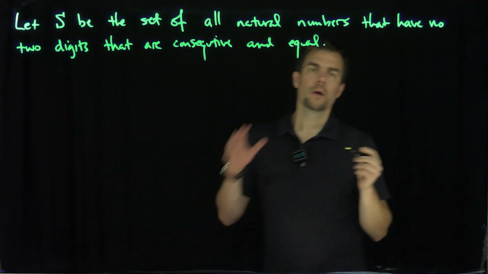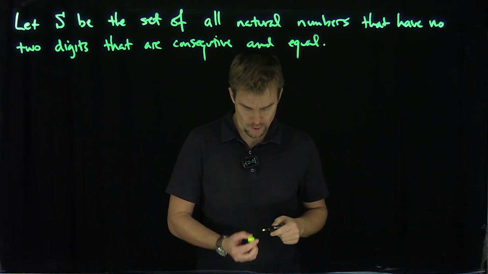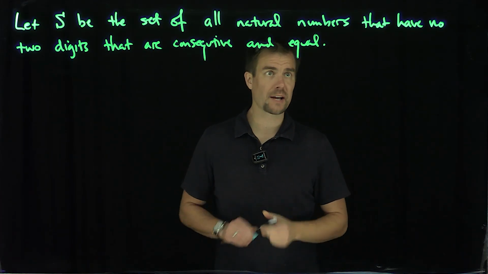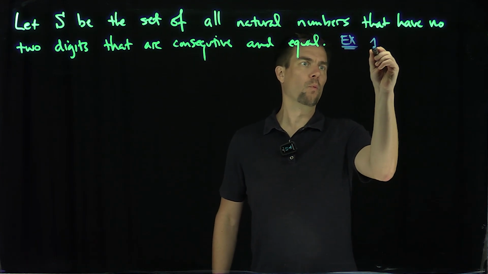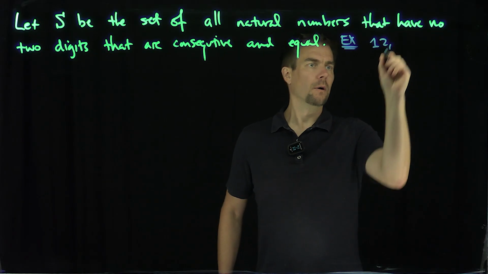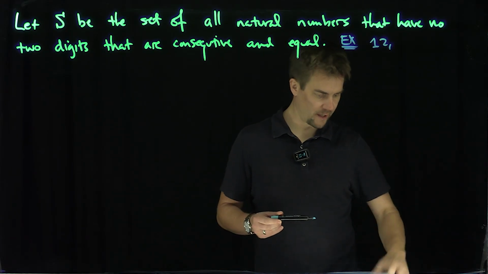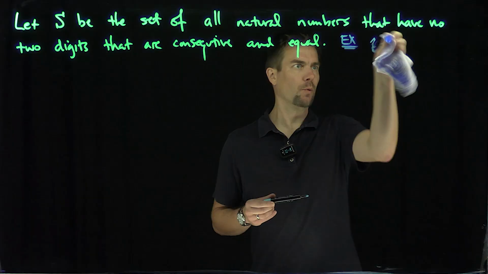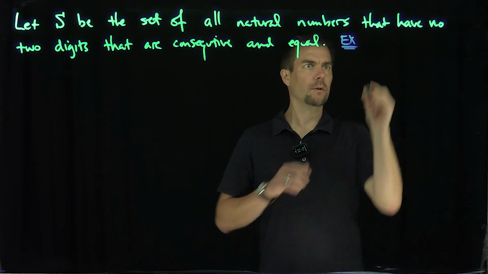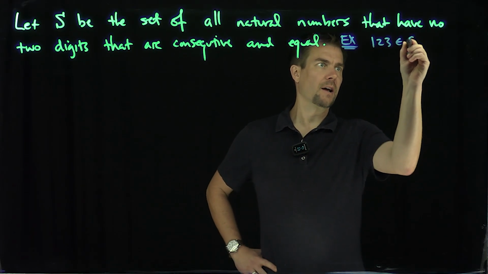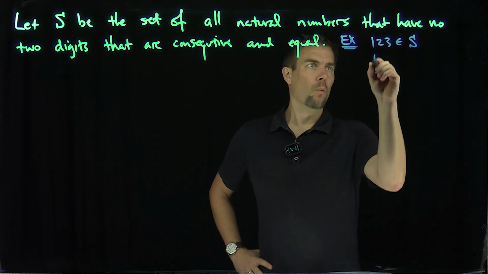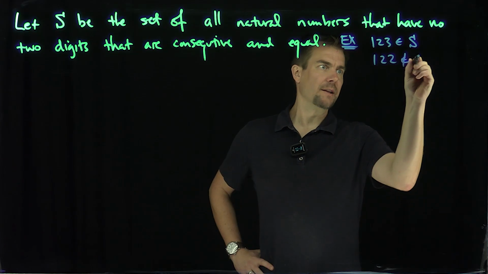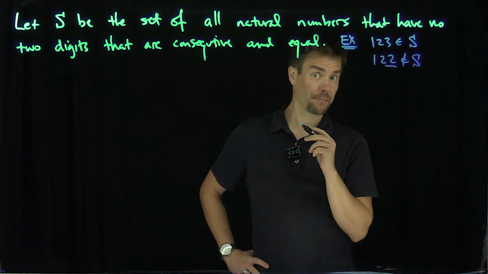Let's do some examples of these things. What would an example of something like this be? For example, the number 1, 2, 1, 2, 3 would be in S. If I just do 1, 2, 3, that's going to be in S, because there's no two digits that are the same in a row. But 1, 2, 2 is not in S because there's two 2's in a row.